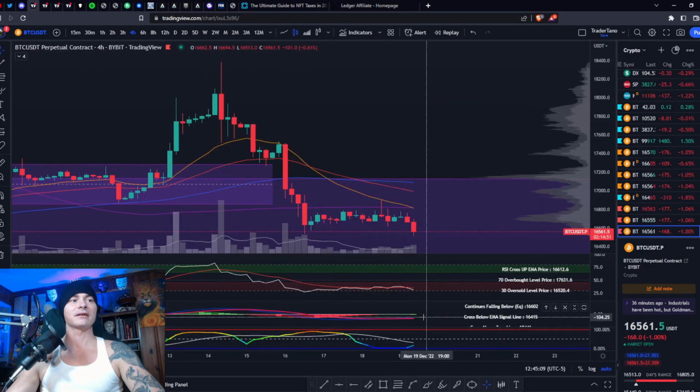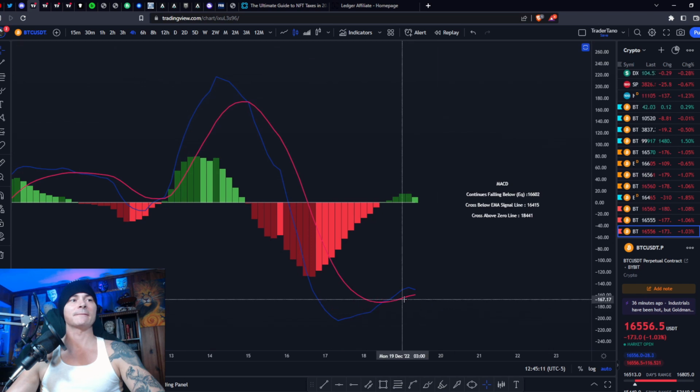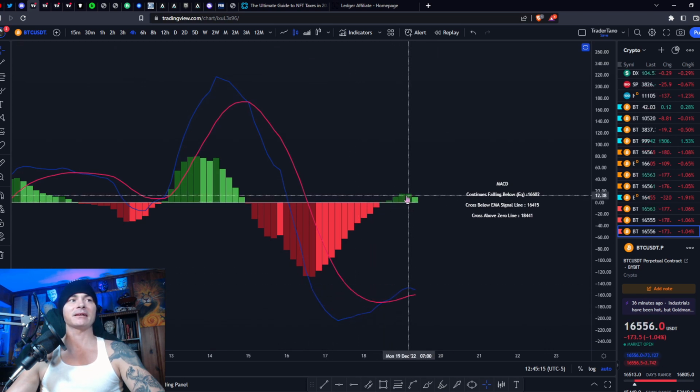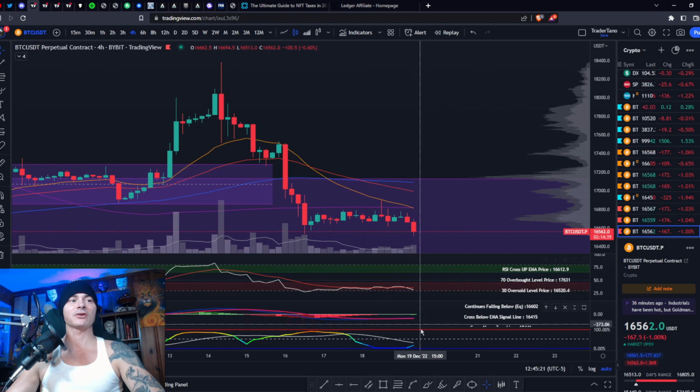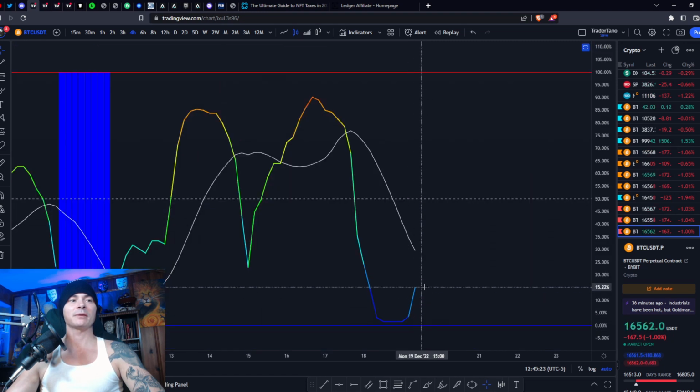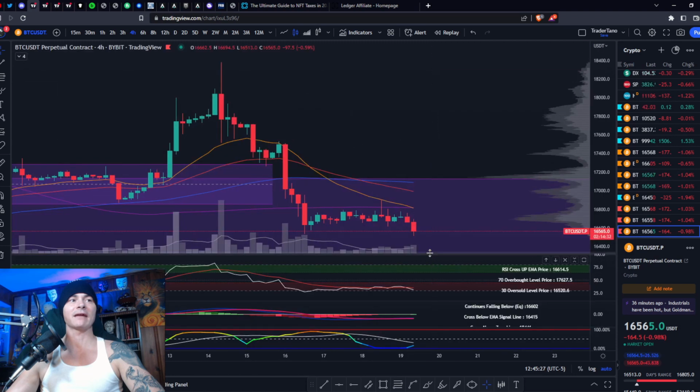MACD did have a fresh cross to the upside, but it's kind of just a little pop. Histogram momentum is also decreasing. MACD line's curling back over, as your BBWP just got out of the 10 percentile, working its way up to this moving average. The move we've been talking about is here. I mean, this is it.